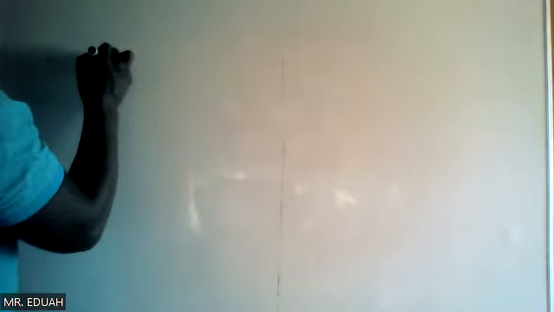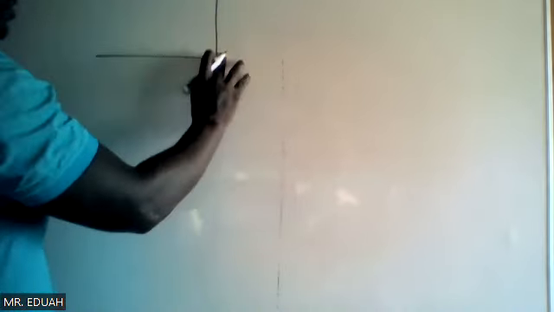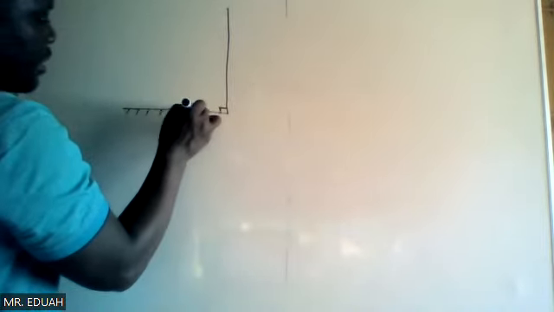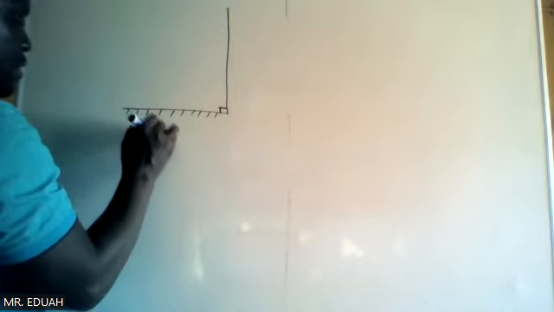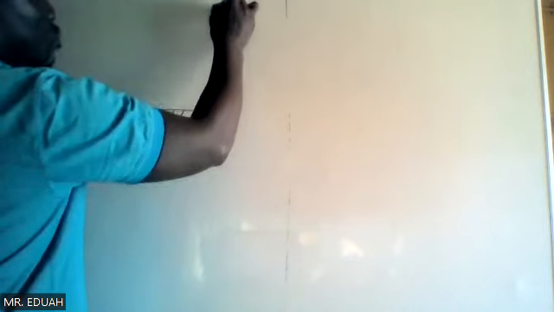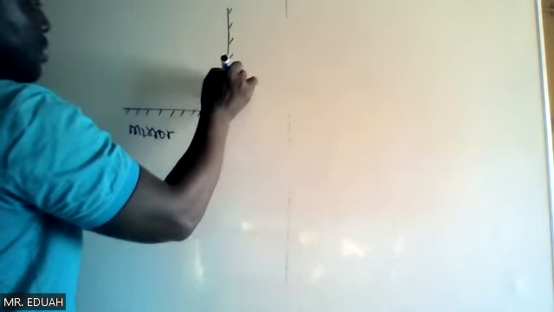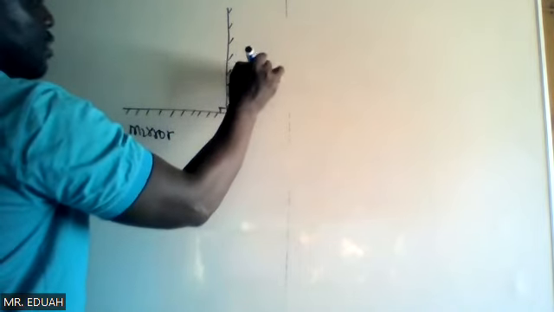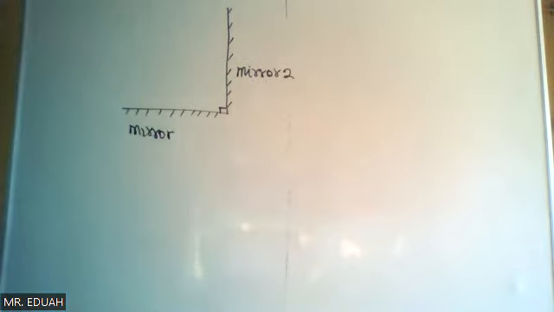The question says that two plane mirrors are positioned perpendicularly to each other as shown. So we have two plane mirrors positioned in such a way that they are perpendicularly connected to each other. So the angle between them clearly must be 90. This is mirror 1, and this is mirror 2. They are positioned perpendicularly to each other. So that's the first information.